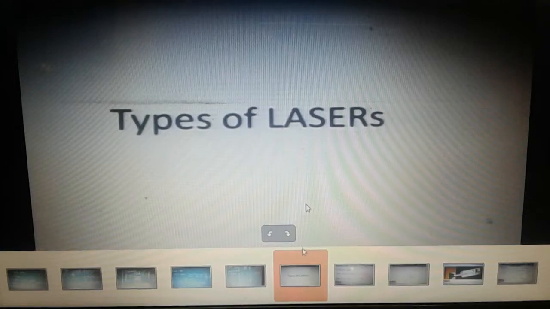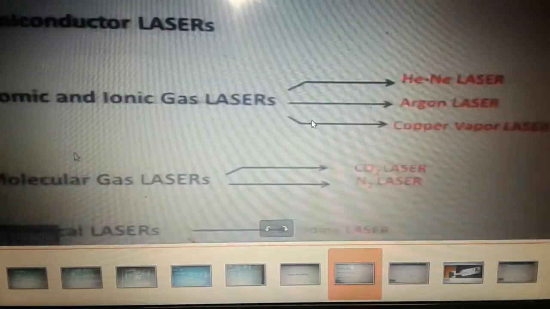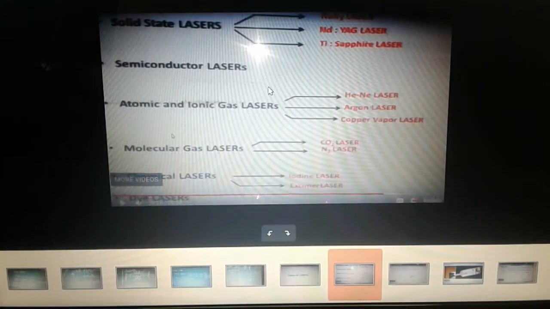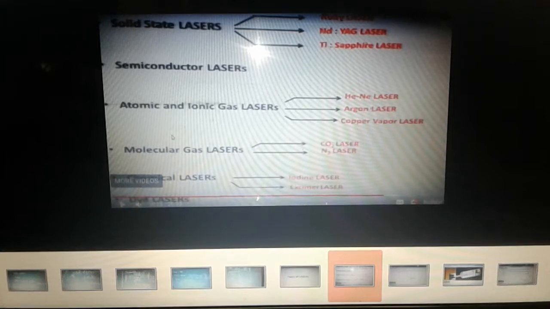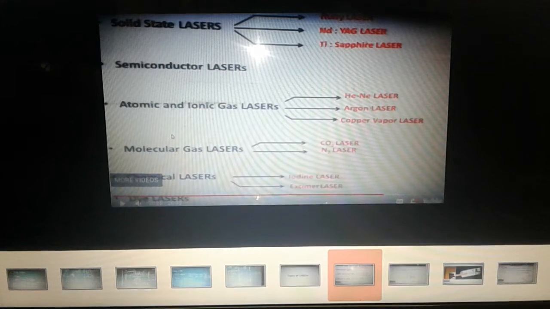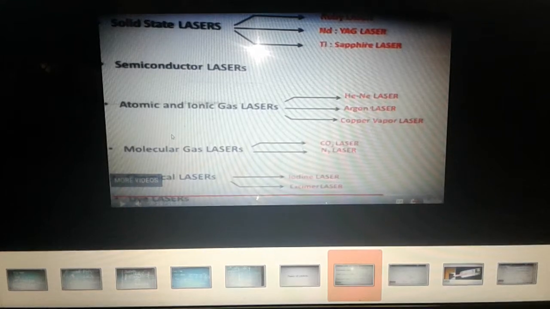Now, there are different kinds of lasers which you can see in this slide. Solid state lasers, in which there comes ruby laser, neodymium YAG laser, titanium sapphire laser. And other different kinds are semiconductor lasers, gas lasers, chemical or dye lasers. As I have said earlier, in this lecture we will discuss in detail ruby laser. Before that, I would like to brief you about different components of lasers.